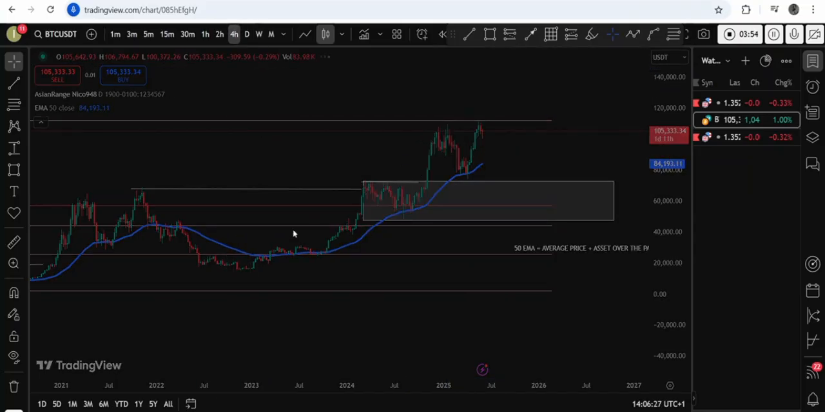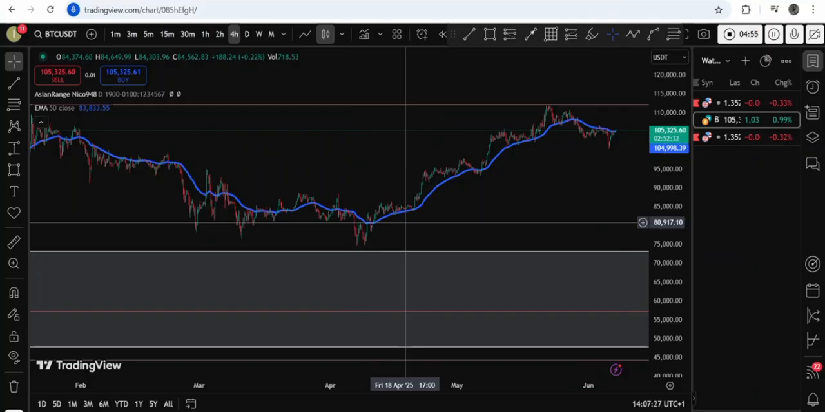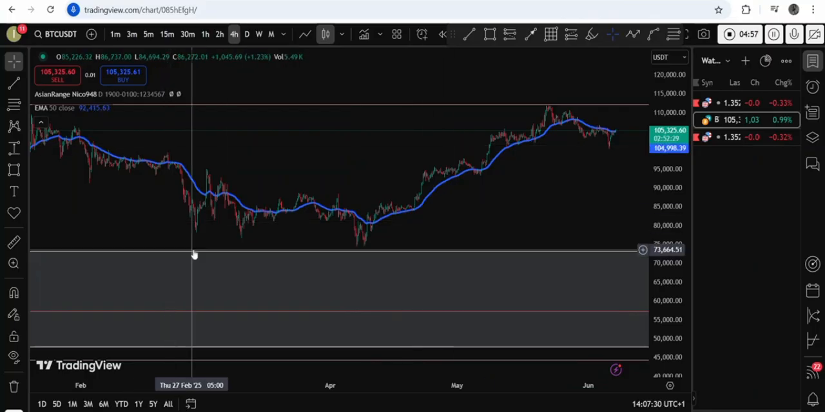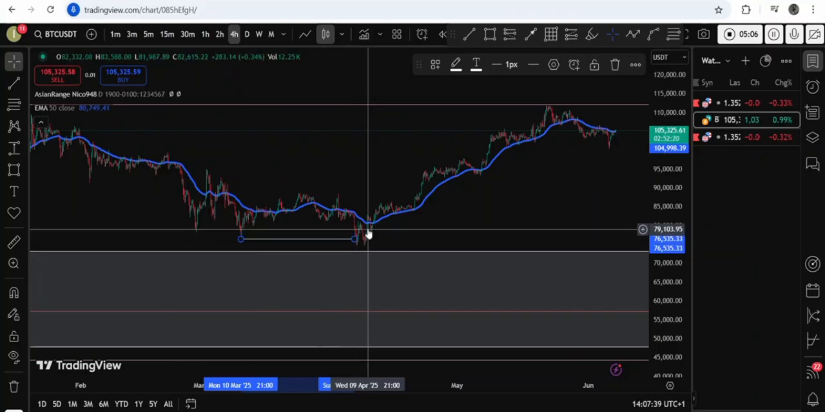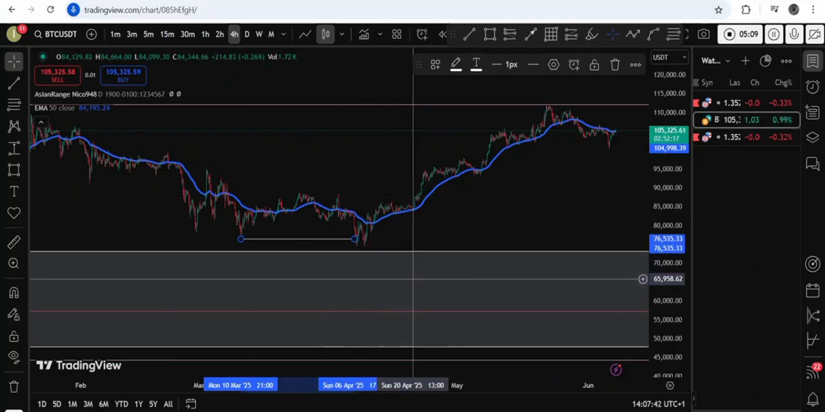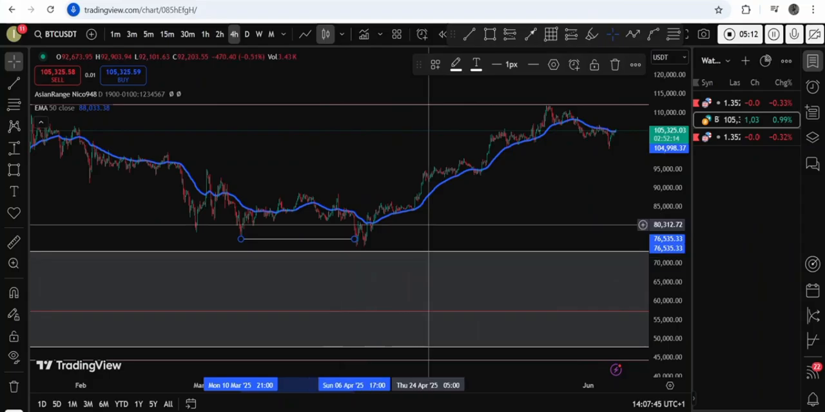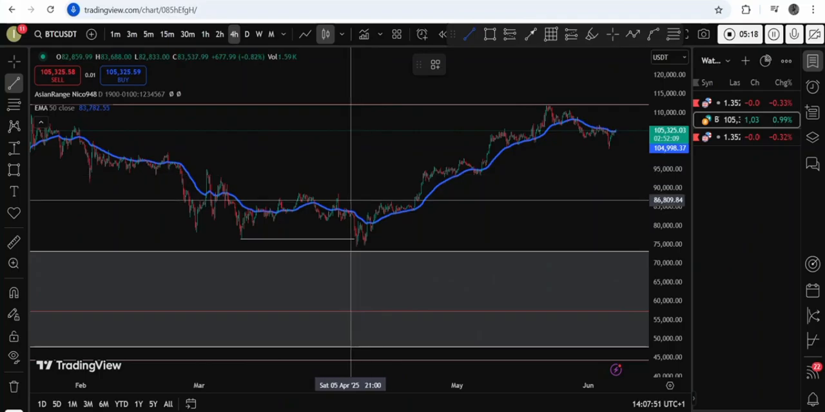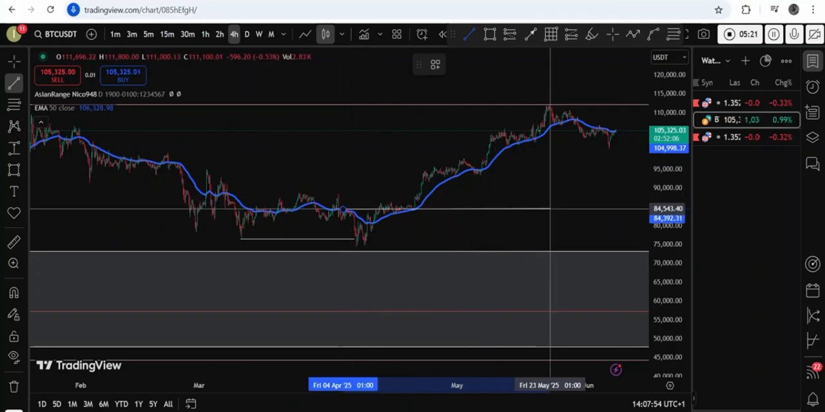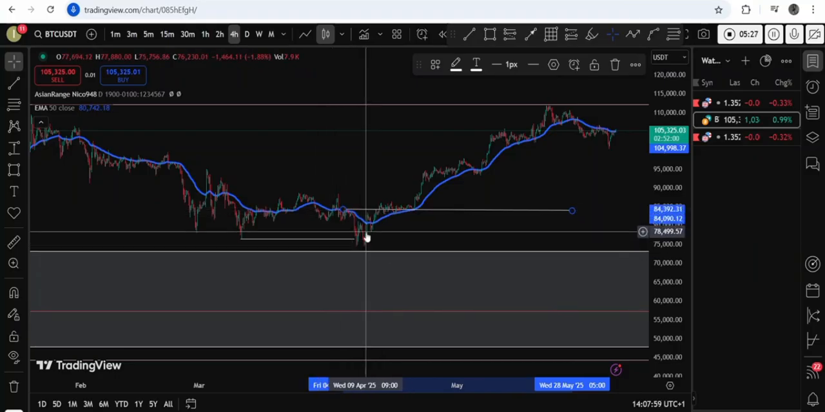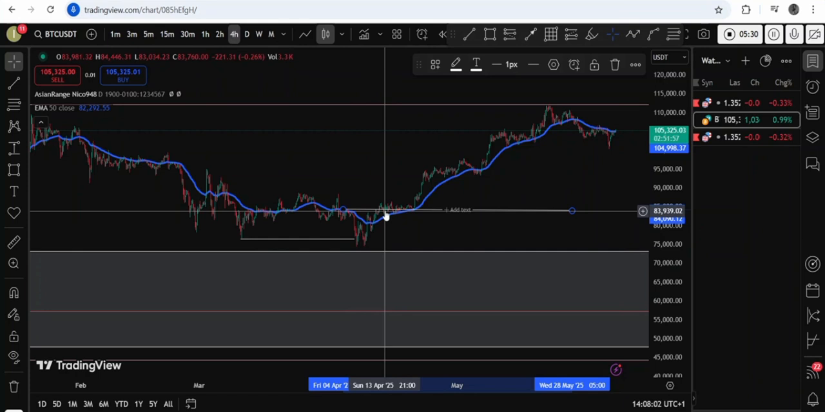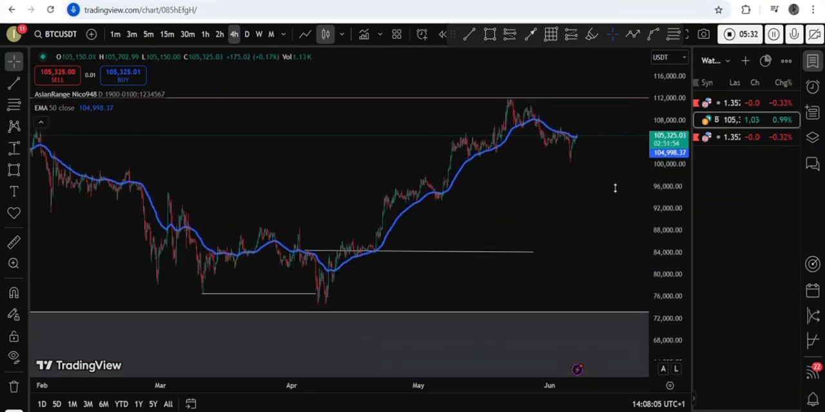How I enter around there: for my entry pattern, as you can see, this is the last low. The market came here and swept this last low, almost touching our key zone but not breaking into it. So what I was expecting from the market was to break this particular level and also break our 50 EMA, and the market did it right here.